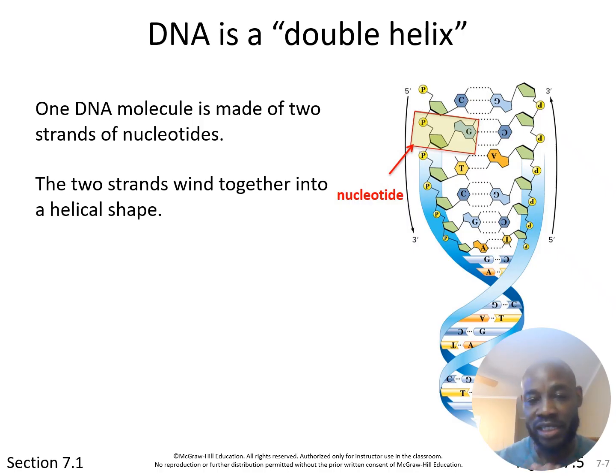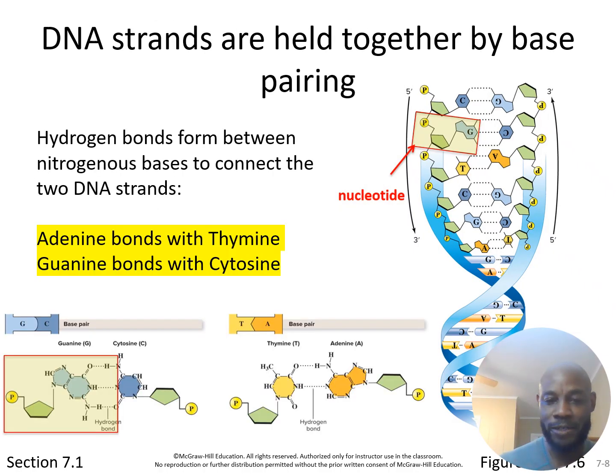DNA is a double helix, right? So that's just talking about the shape of the DNA. One DNA molecule is made up of 2 strands of nucleotides. So you see the nucleotides on each side, and they twist as they bind to each other. And so you have this double. They call it a double helix.